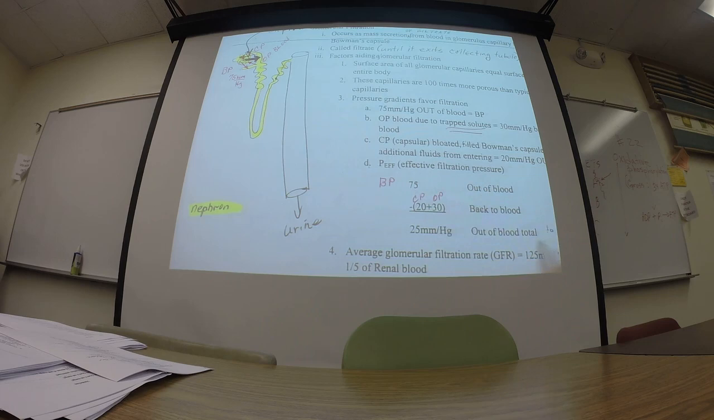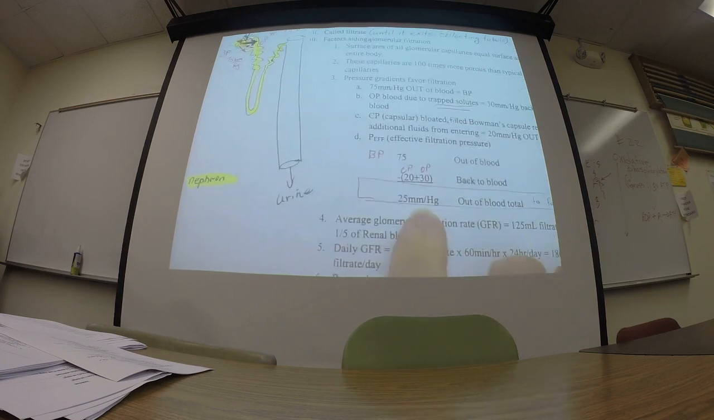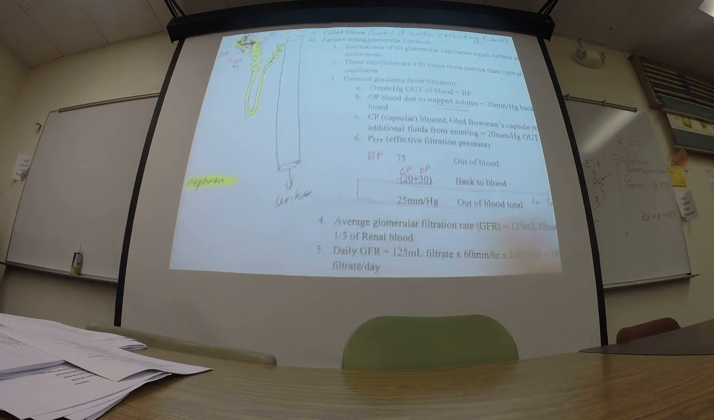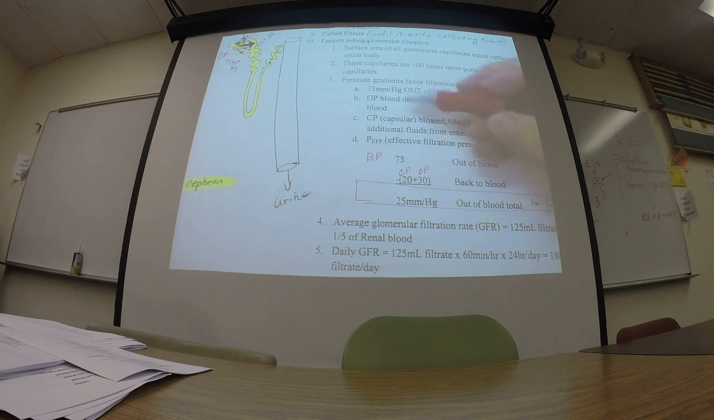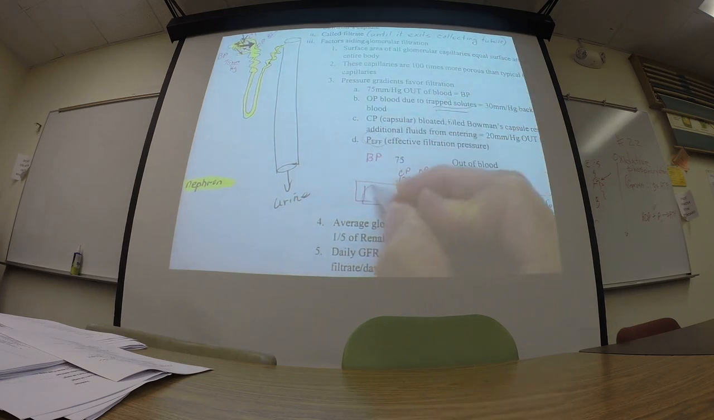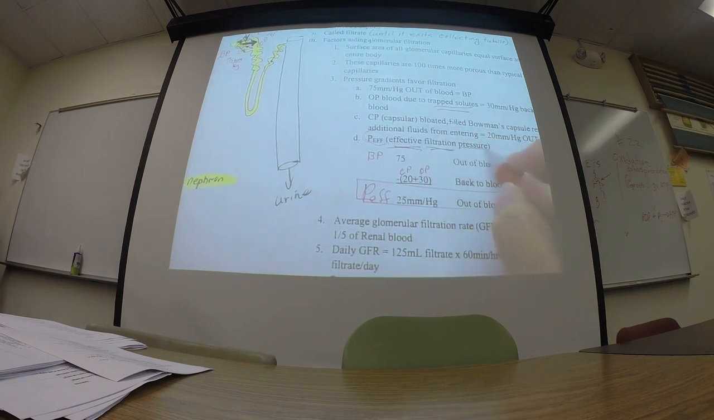And so this is the force with which things will exit your bloodstream to enter the nephron and form filtrate. And that's called your effective filtration pressure. So it's abbreviated P sub EFF. It means effective filtration pressure.